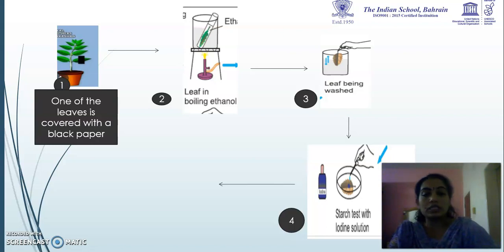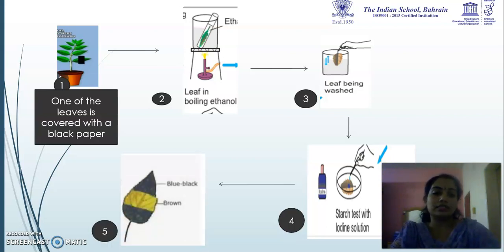So when you use this leaf, you can see that the leaf shows this type of result. The part that is there in the middle, which was covered with a black paper, does not show any color change, whereas the other parts show blue-black color.